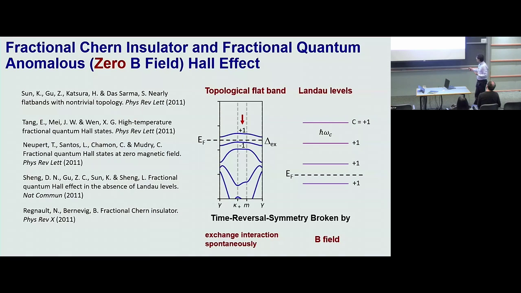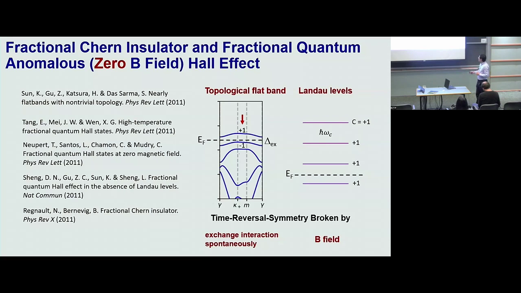anomalous Hall signal. But you can make use of the exchange energy to split them up, and then you just put in the right number of electrons and leave one band empty. Then you pick up the Chern number of that occupied band, right? So in this case, the time reversal symmetry is spontaneously broken instead of explicitly by a magnetic field. Okay, so it is possible, but nobody knows which material system to look for such a thing in.